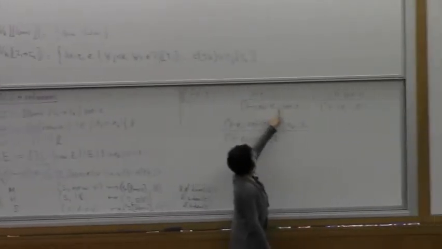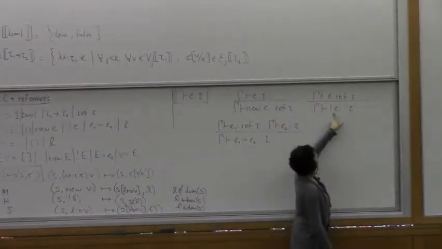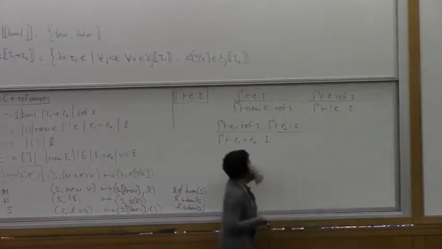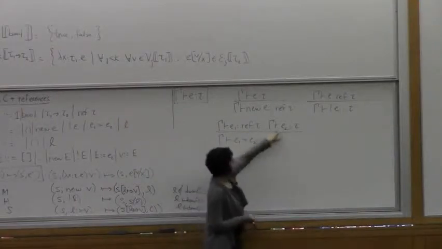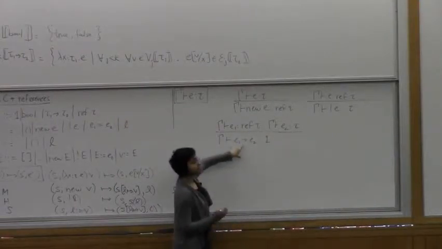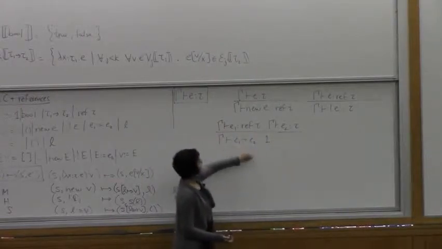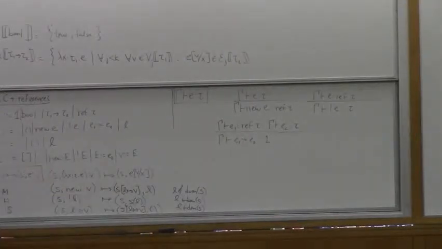OK, typing rules. If E has type tau, then new of E is an expression of type ref tau. If E is a ref tau, then reading out of E gives you something of type tau. Assignment: E1 has to be a reference. E2 has to have the right type tau, because it's a type-preserving update, so these two types have to match. Then assignment is legal, it type checks, and it returns unit. OK, so that's the basics.